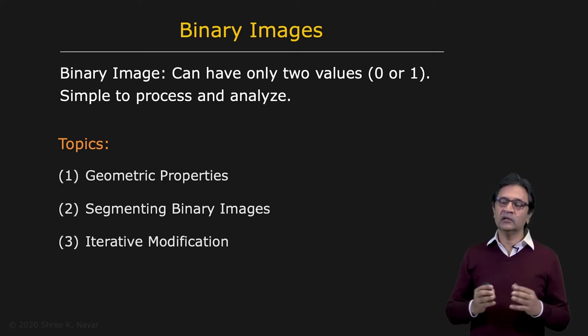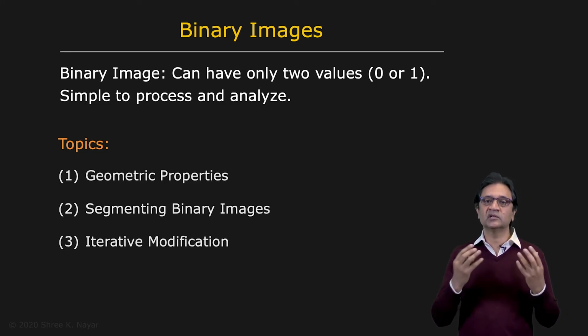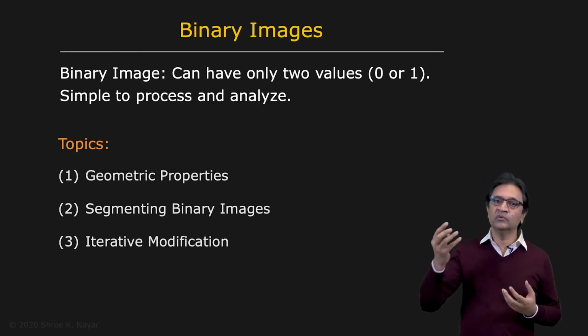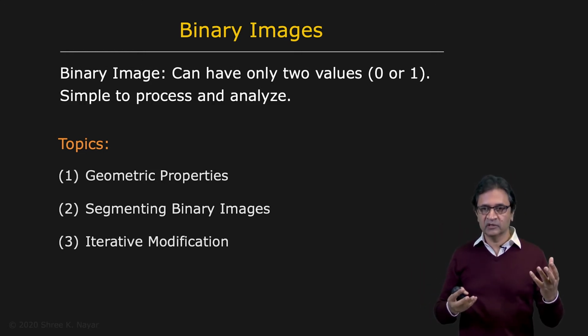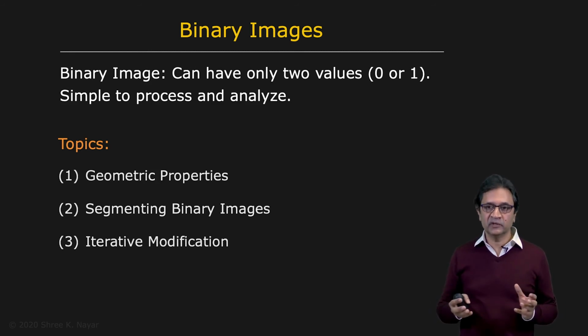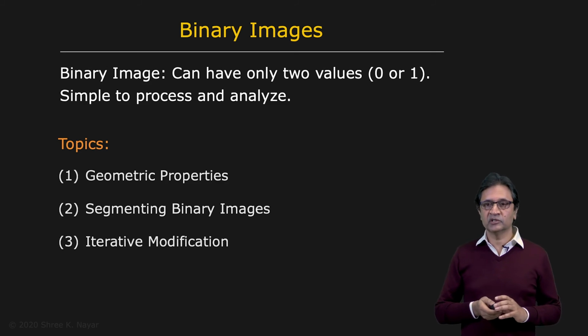And when you do that, you want to make sure that you don't change the structure of the object. Morphologically, you're not introducing new bodies and holes in the image. And so we look at what it means to do iterative modification while being conservative in the way that the processing happens.